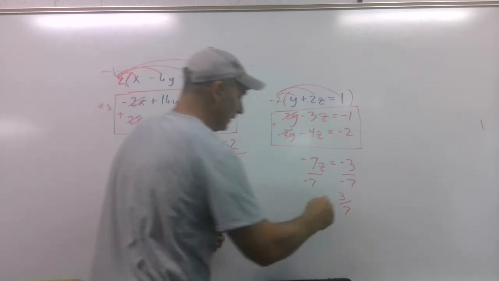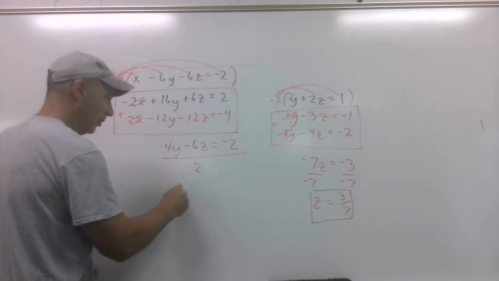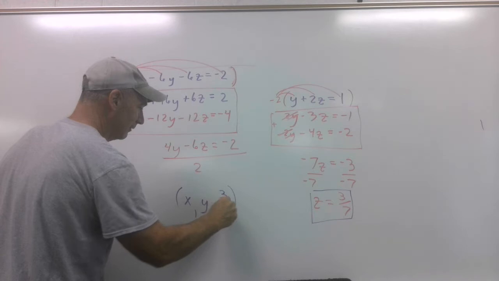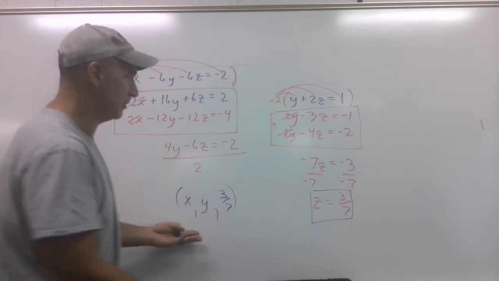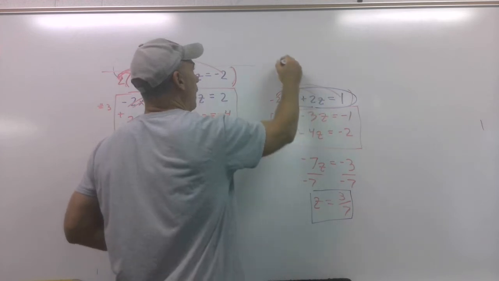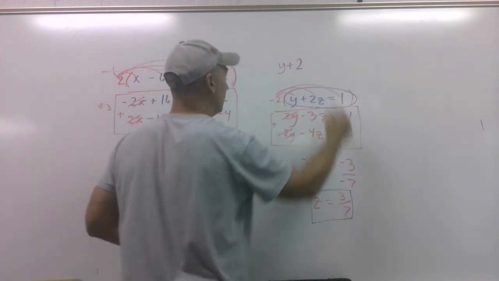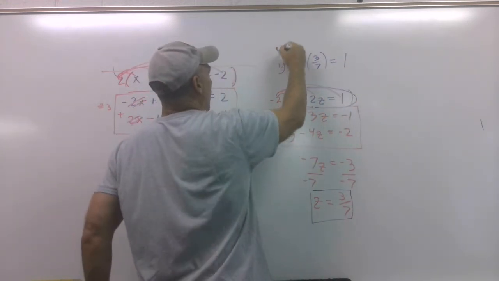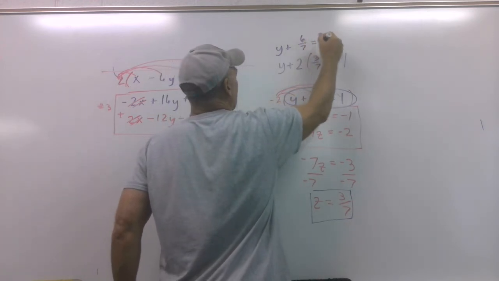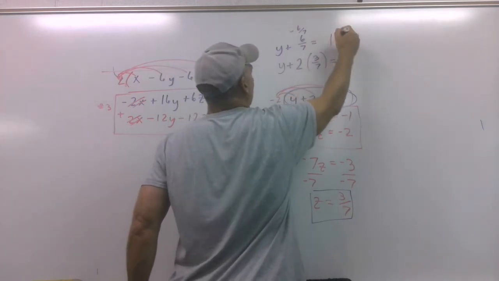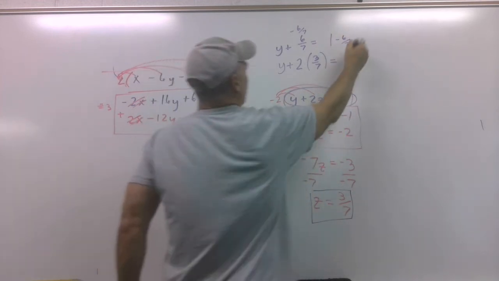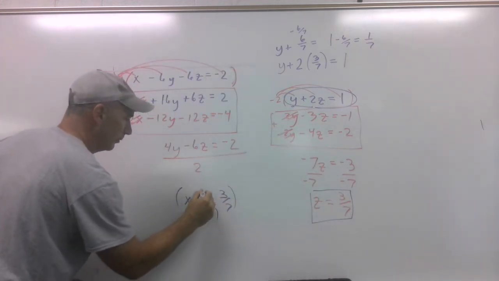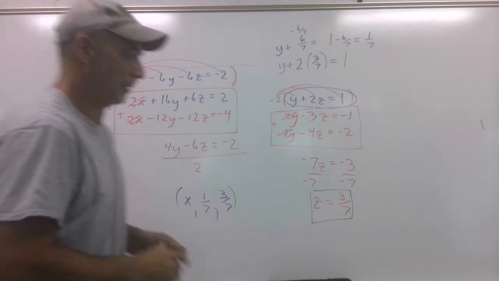Well, if I know that z is 3/7, and I also know that my goal is to find x, y, and z, well, what's the easiest place to find the next variable? I'd say right here, y plus 2 times z, which is 3/7 equals 1. It's going to get a little yucky here, but y plus 6/7 equals 1. Subtract 6/7, subtract 6/7, and we should be able to say, hey, that's just 1/7. So I'm going to put that right here. Now, I'm going to pause this a second.